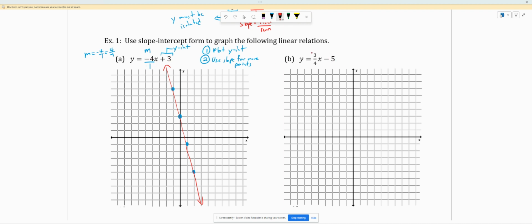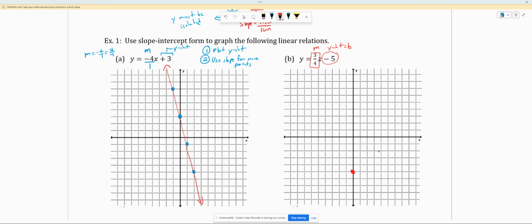All right, let's try this one. So here's my m. There's my m, and right here would be my y-intercept, or namely we call it the b. Okay, so first let's plot our b. Our y-intercept is at -5. 1, 2, 3, 4, 5 is right here. And my rise is 3 with a run of 4.